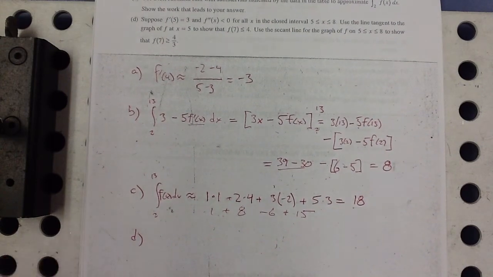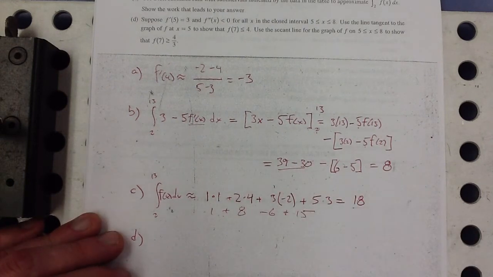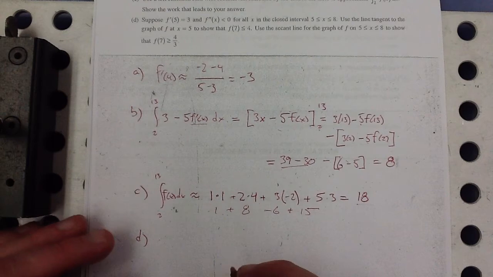Part D, suppose that f prime of 5 equals 3, and the second derivative is less than 0, in other words, it's concave down, for all x in the closed interval between 5 and 8. Use the tangent line to the graph of f at x equals 5 to show that f of 7 is less than or equal to 4. And then use the secant line for the graph to show that f of 7 is greater than or equal to 4/3. Alright, let's just find the equations for those lines and then we'll worry about the other stuff.